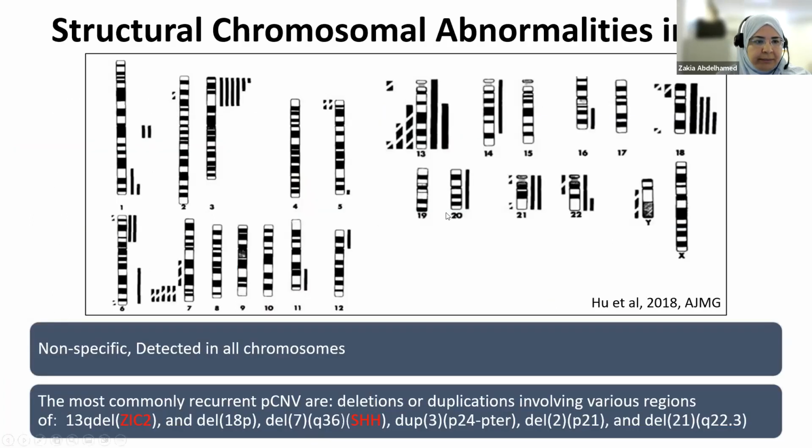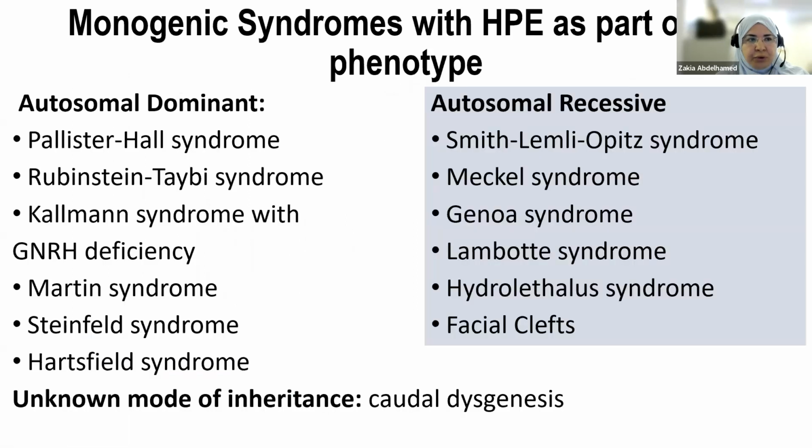Regarding the pathogenic copy number variants, they are non-specific and detected in all chromosomes, as you see here on this hypothetical karyotype that shows the pathogenic copy number variants. But there are some that are highly recurrent, and these are listed here. And in most of them, a candidate gene has been discovered in the region. Like for 13q deletion, we have ZIC2, and for the chromosome 7 deletion, sonic hedgehog has been discovered as a candidate gene in the region.